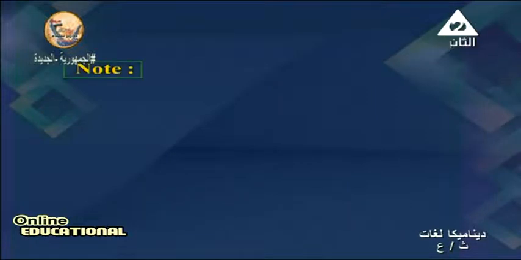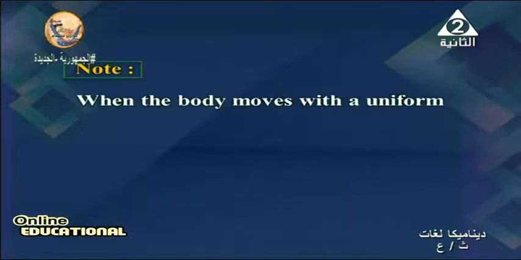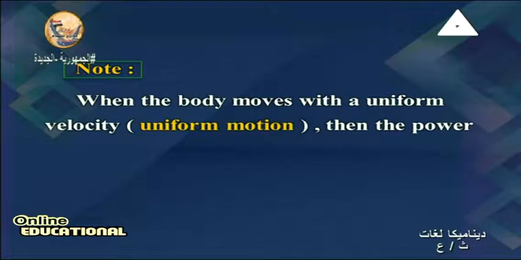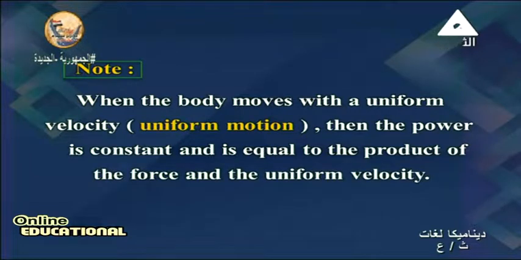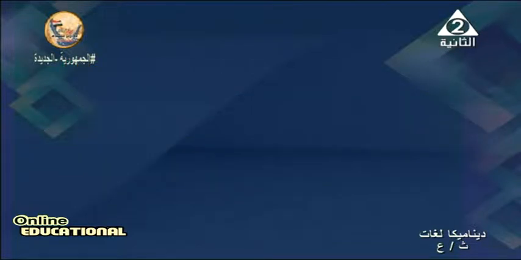Note: when the body moves with a uniform velocity or uniform motion, then the power is constant and is equal to the product of the force and the uniform velocity. Let's have an example on this rule.